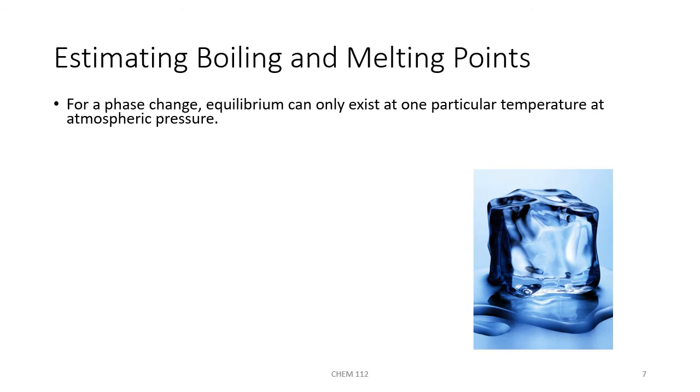We can use the equation for Gibbs free energy to estimate boiling points and melting points. When a phase change occurs, that equilibrium can only exist at one given temperature and atmospheric pressure. Anytime something is undergoing a phase change, it's an equilibrium process. The equation delta G equals delta H minus T delta S can help us estimate what that temperature is where that phase change will occur.